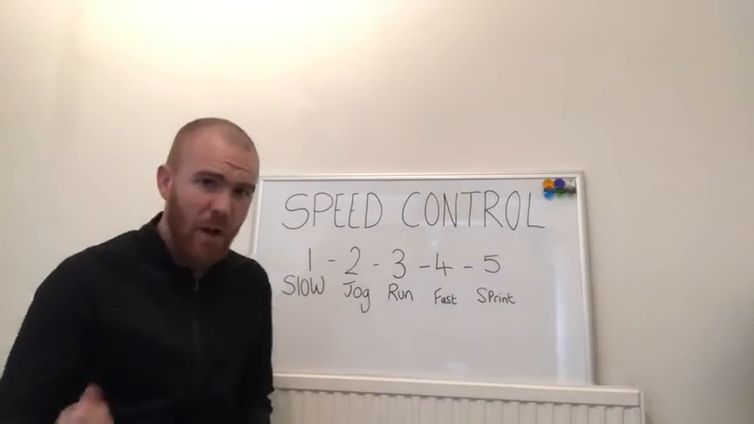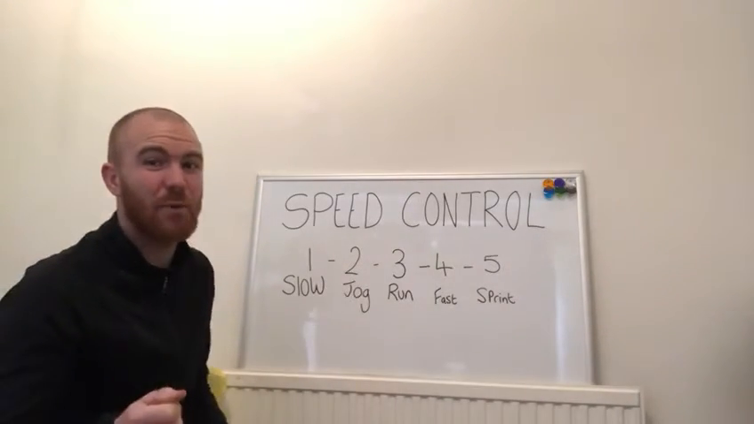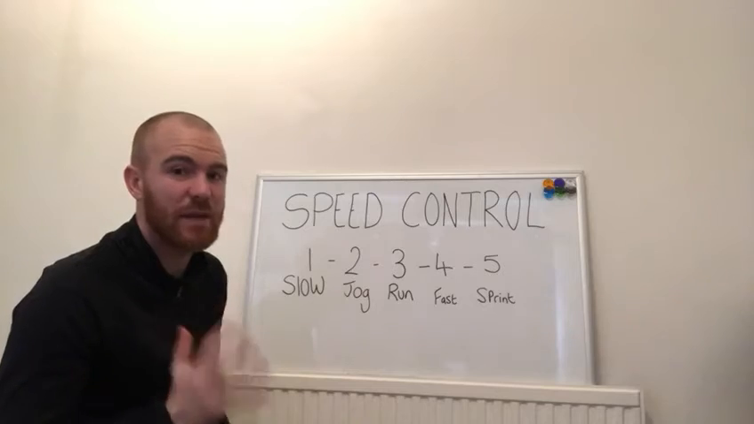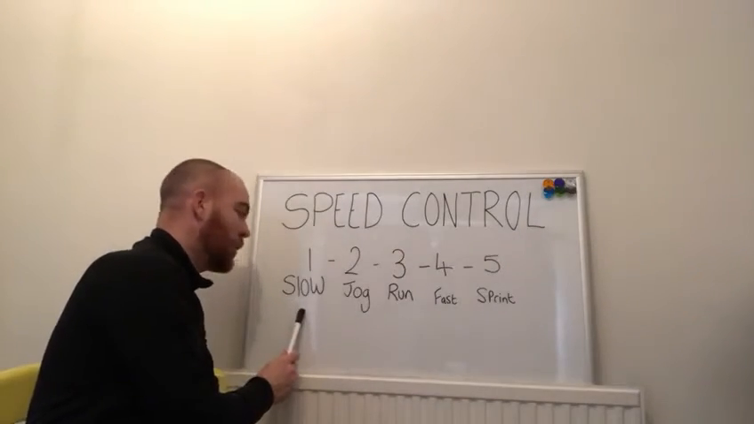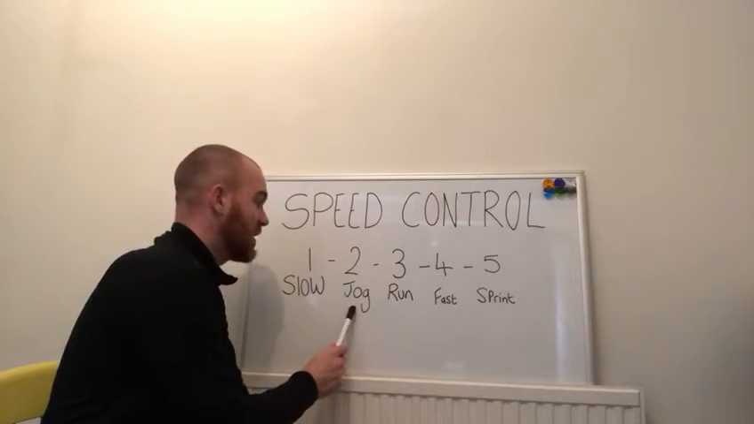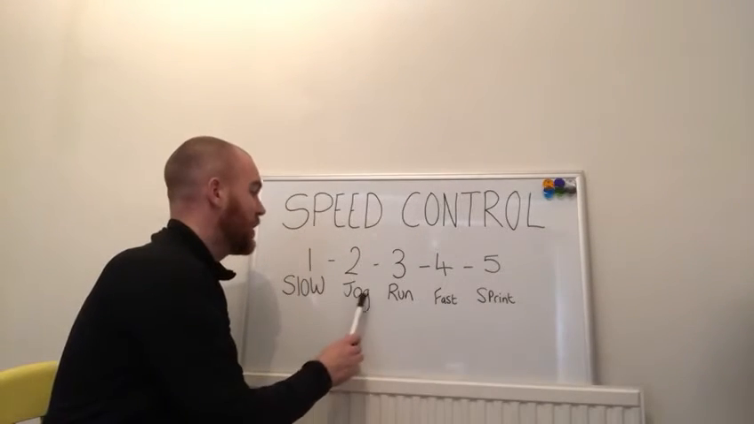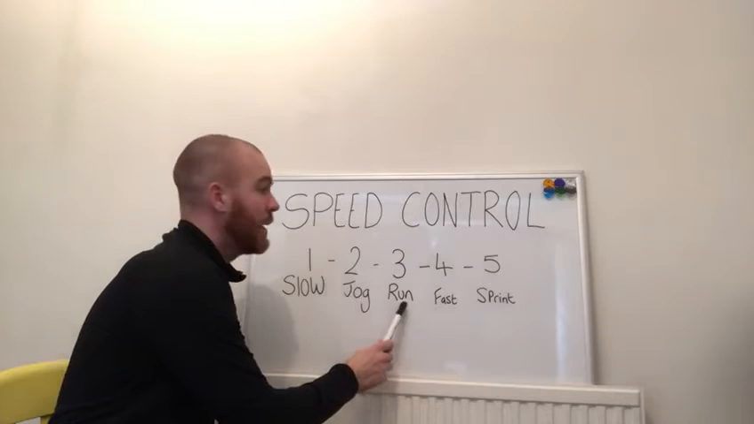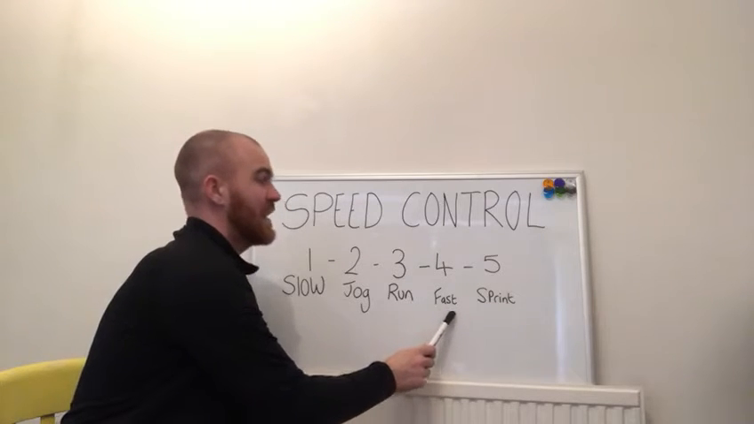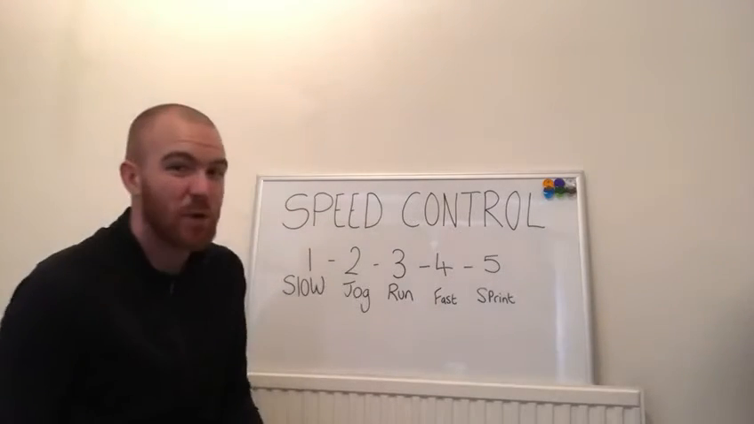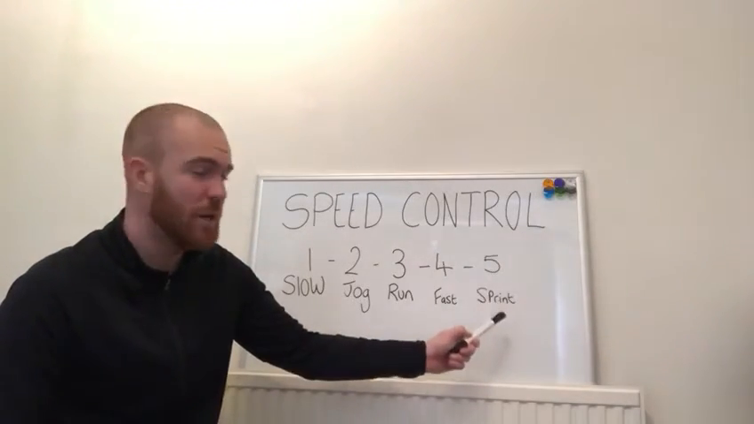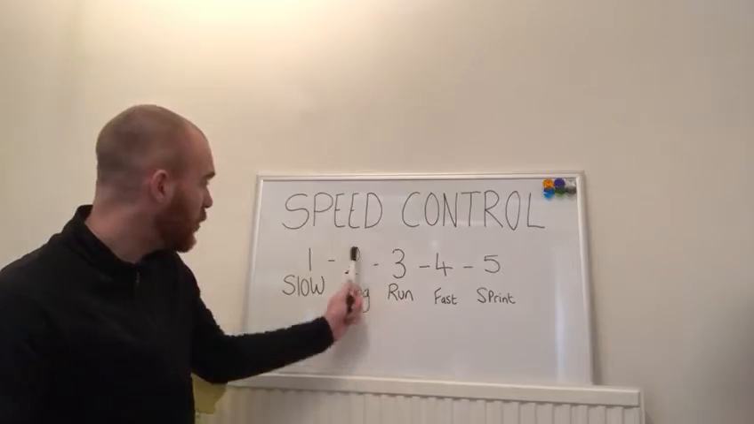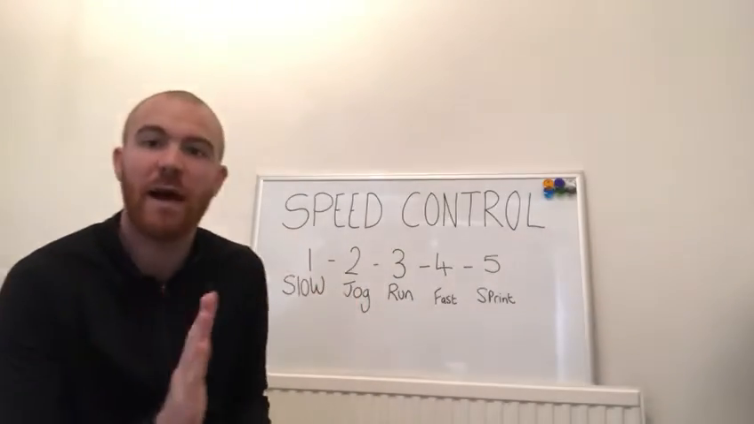Now, behind me, you will see I have separated them into 5 different categories. We've got, for running purposes, number 1, a slow movement, moving to number 2, which is a jog, number 3, which is a run, number 4, which is fast, and number 5, which is sprinting. Now, of course, sprinting is the fastest you can possibly run, and then as we get lower in the numbers, it means that we get slower and slower.